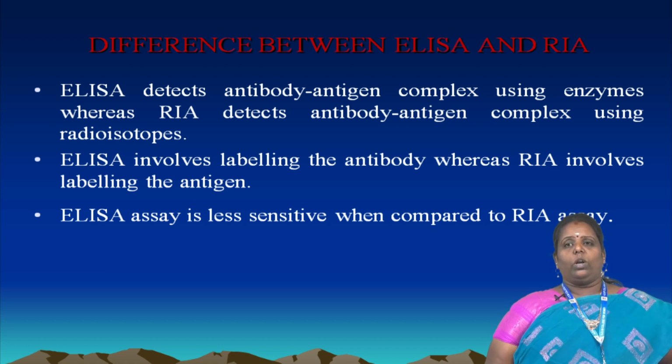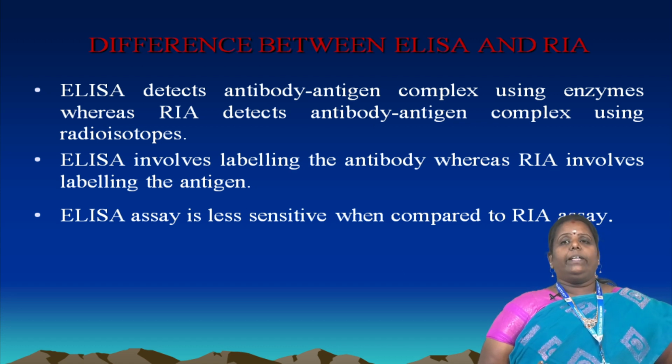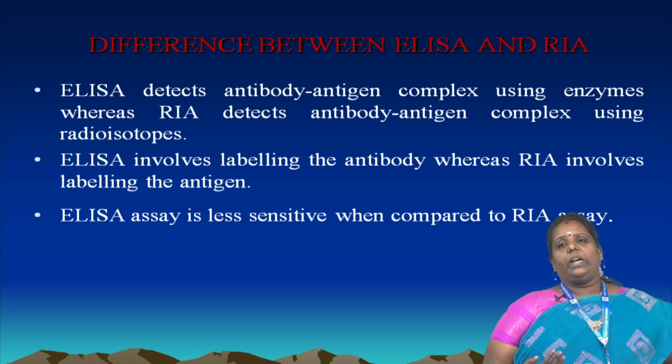RIA is one of the expensive methods, but it is very useful for identifying easily. We follow this method to identify the disease and the antigens, and we can escape from the disease. We live a normal life.